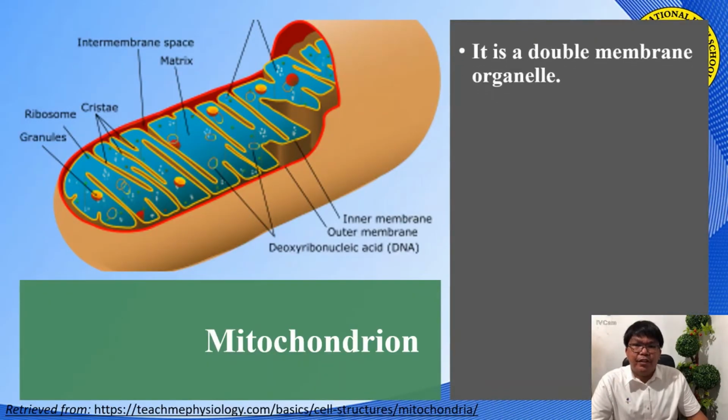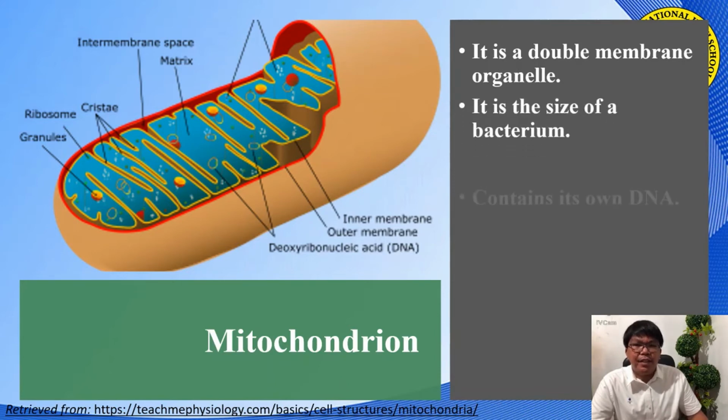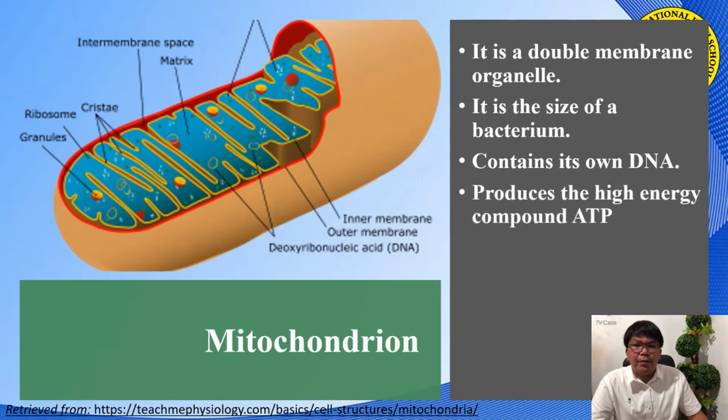Mitochondrion is a double-membrane organelle. It is the size of a bacterium. It contains its own DNA. It produces the high-energy compound ATP or adenosine triphosphate. It is called the powerhouse of the cell.